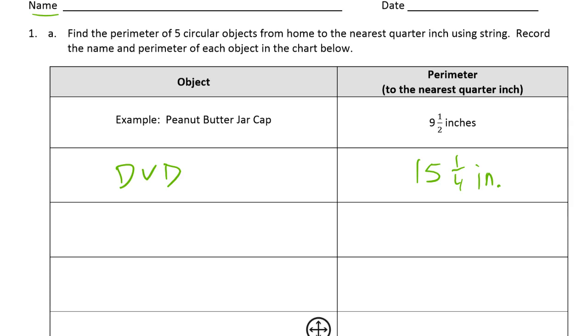Put it down, lay my string out. I'm actually using the charging cable for an iPad, and using inches, straighten it out. Make sure I'm starting at the zero line or the end, depending on what kind of ruler you have. It has a zero line. And this is about 8 3/4 inches. It's almost 9 all the way around. So that's 8 3/4 inches. I'll just write aspirin bottle.